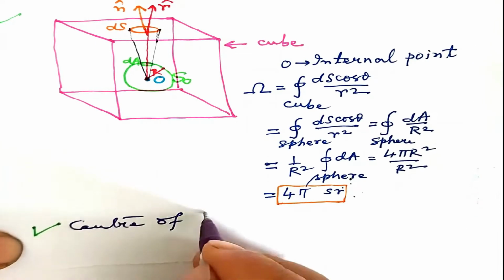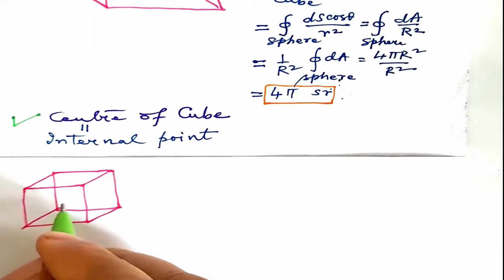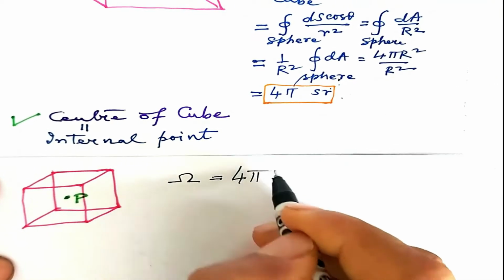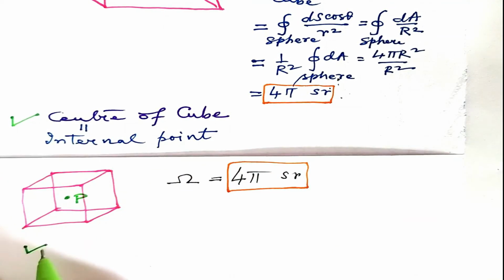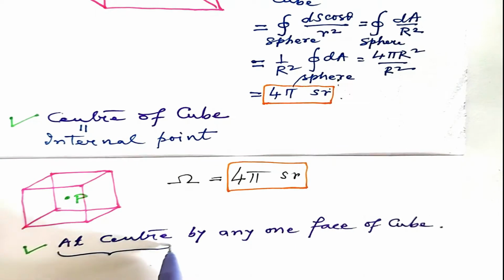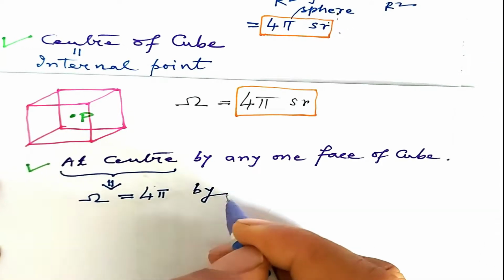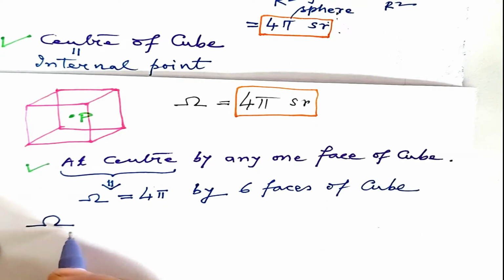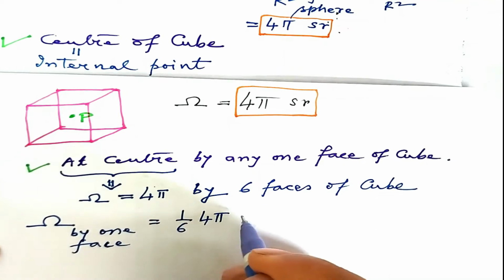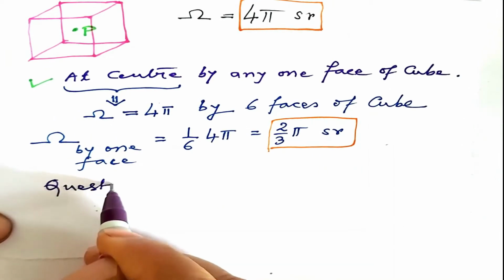Solid angle at center of cube, which is an internal point. This is the cube. P is center, an internal point. So solid angle omega is 4 pi steradian. Next we find solid angle at center by any face of cube. At center, omega is 4 pi, and this solid angle is created by 6 faces of cube. So solid angle created by any one face is 1/6 of 4 pi equal to 2/3 pi steradian. This is the answer. Next question.